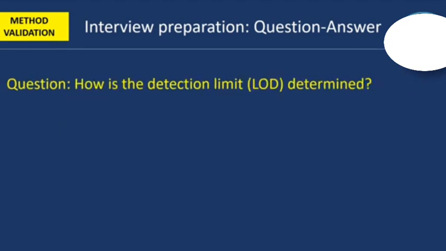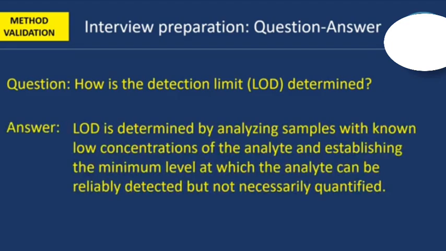Next question, how is the detection limit, LOD, determined? The answer is limit of detection, LOD, is determined by analyzing samples with known low concentration of the analyte and establishing the minimum level at which the analyte can be reliably detected but not necessarily quantified.